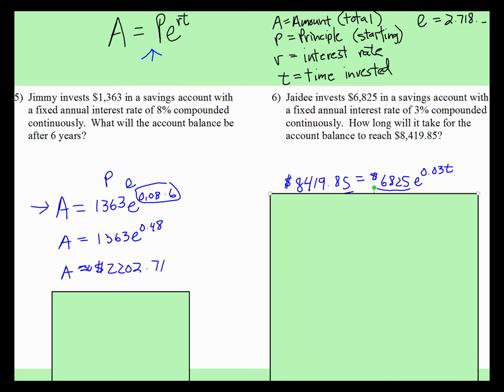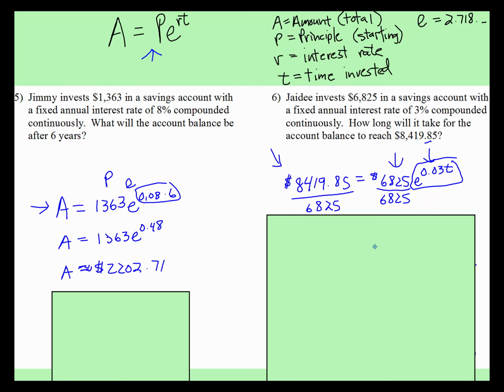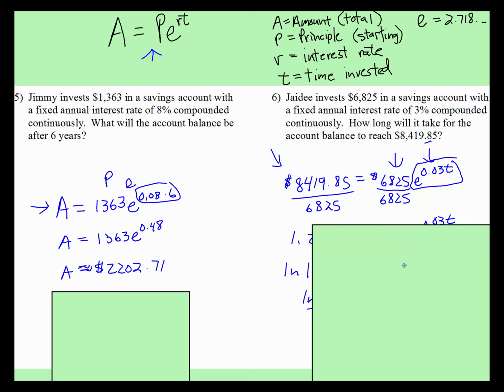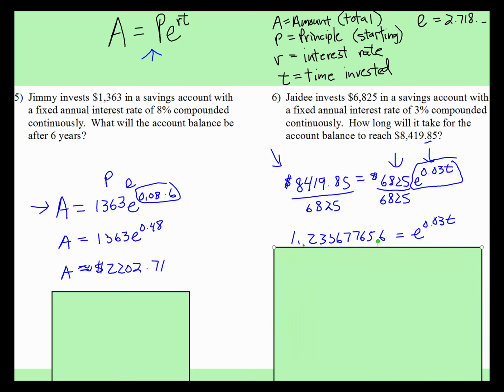All right, so we're going to plug all of the parts in. We already know the total amount, the amount that's going to be after the investment time. We know the initial amount. We know the rate. We don't know the time. Because we can't simplify this right now because of that variable, 6825 is attached by multiplication, so we're going to divide both sides by that. And then once we do that, we have this value right here, 1.233, and then it goes on, is equal to e to the 0.03t.